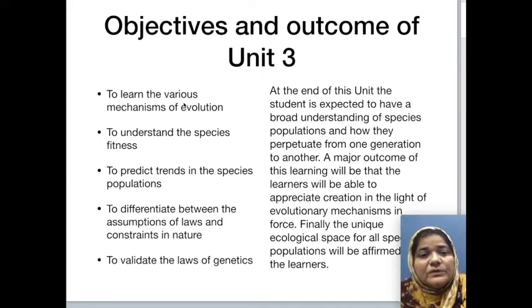You will also be able to predict the trends in the species populations. And most importantly, as we have discussed, the assumptions of the Hardy-Weinberg law and the doubts, the aspersions that were cast on Mendelian genetics, the very core of Mendelian genetics, how there is a difference between what the law proposes and what actually happens in nature. What the law proposes is what we infer upon the experiments either in the lab, that is controlled conditions, or in the field.